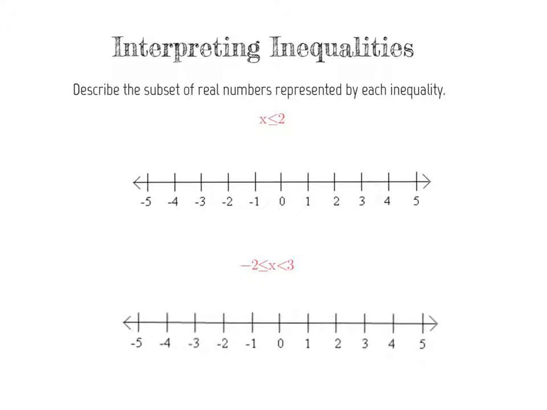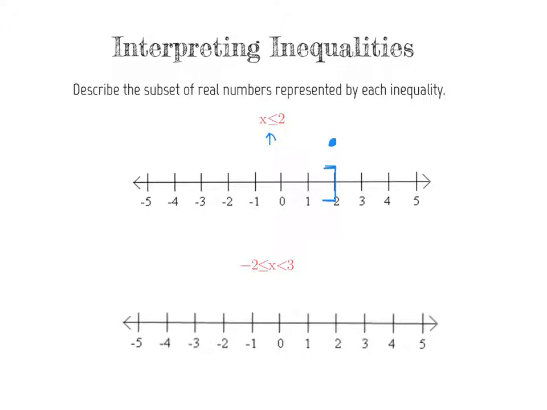Notice here how we have that equals part. That means we're going to have a bracket at 2. This is corresponding to that closed circle that you were probably used to from previous algebra classes. Here we're going to replace it with a bracket, and you will see more information about that later on in the video.